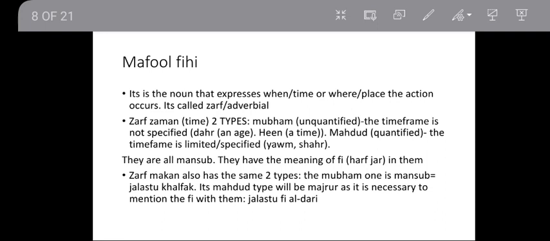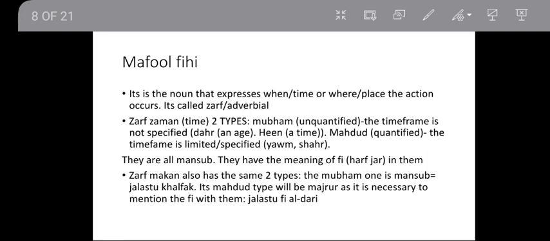So similarly, if it's a dual word, then it will be represented by a ya preceded by a fatha. If it's a plural word, it will be represented by a ya as well, but preceded by a kasra. And there are two types of dharf. One is dharf zaman and dharf makan, and each of these are divided into two categories as well.